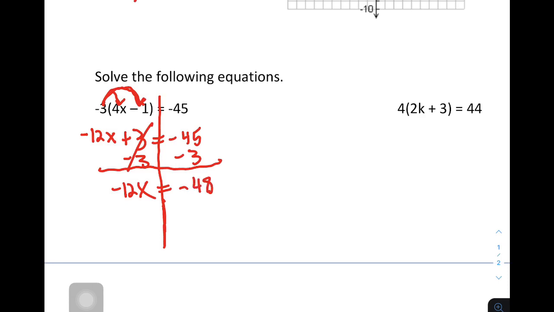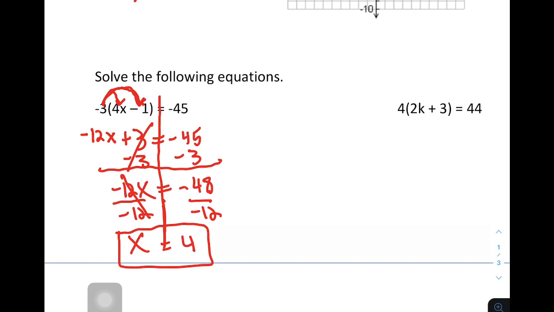And now in this last step, because this -12 is right next to the x, it's stuck to the x, we have to divide it away. And what that gives us, -48 divided by -12, is +4.